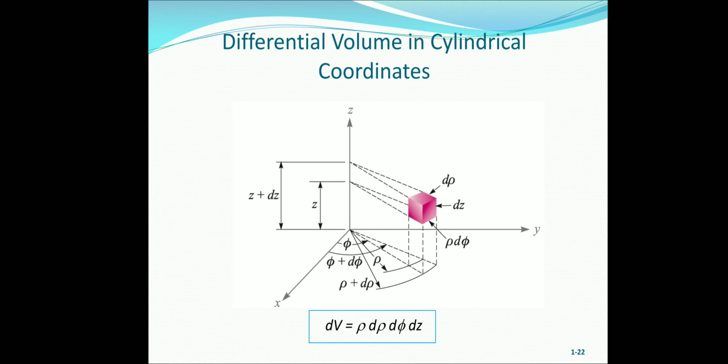And the differential length we can represent as d rho a rho cap plus rho d phi a phi cap plus dz a z cap. And the area we can represent as the product of two of these: d rho dz a phi cap, rho d phi dz a rho cap, or rho d rho d phi az cap. So these are the differential areas. So we can find the differential volume as rho d rho d phi dz.